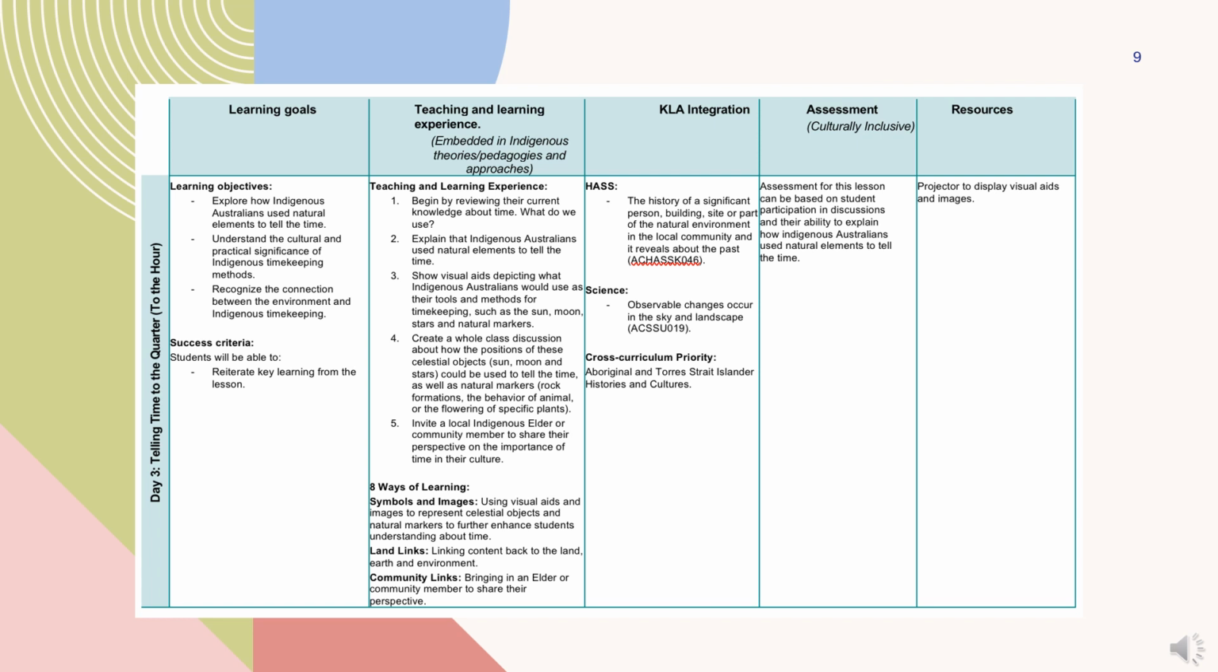Now, this lesson integrates 4 of the 8 ways of learning. Story sharing will occur when they partake in a yarning circle, symbols and images through visual aids, land links by connecting the content to the environment and universe, and community links through the elder's perspective. With this lesson, I might also add that it touches briefly on science, but it will be further discussed on day 5.